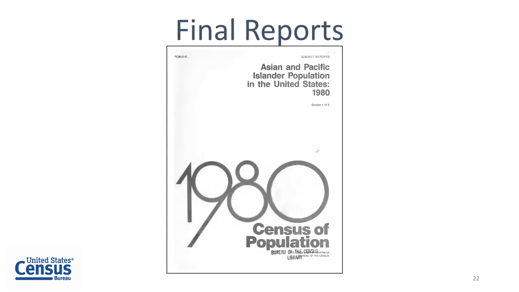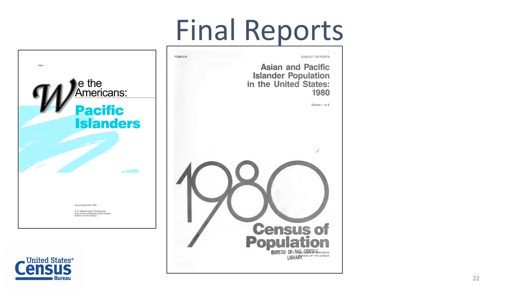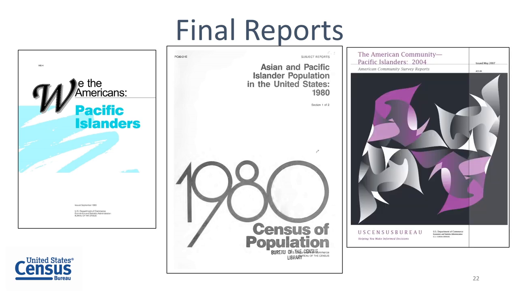In addition to territorial and stateside final reports for decennial censuses, the Census Bureau published reports focusing on Pacific Islanders and specific populations like Filipino, Chamorro or Guamanian, American Samoan, and Native Hawaiian. As the Census Bureau adopted new data collection techniques to replace the long-form questionnaire every 10 years with smaller samples taken every year, which is called the American Community Survey, reports on specific populations can now be issued more frequently with more timely data, starting with data from the year 2004.